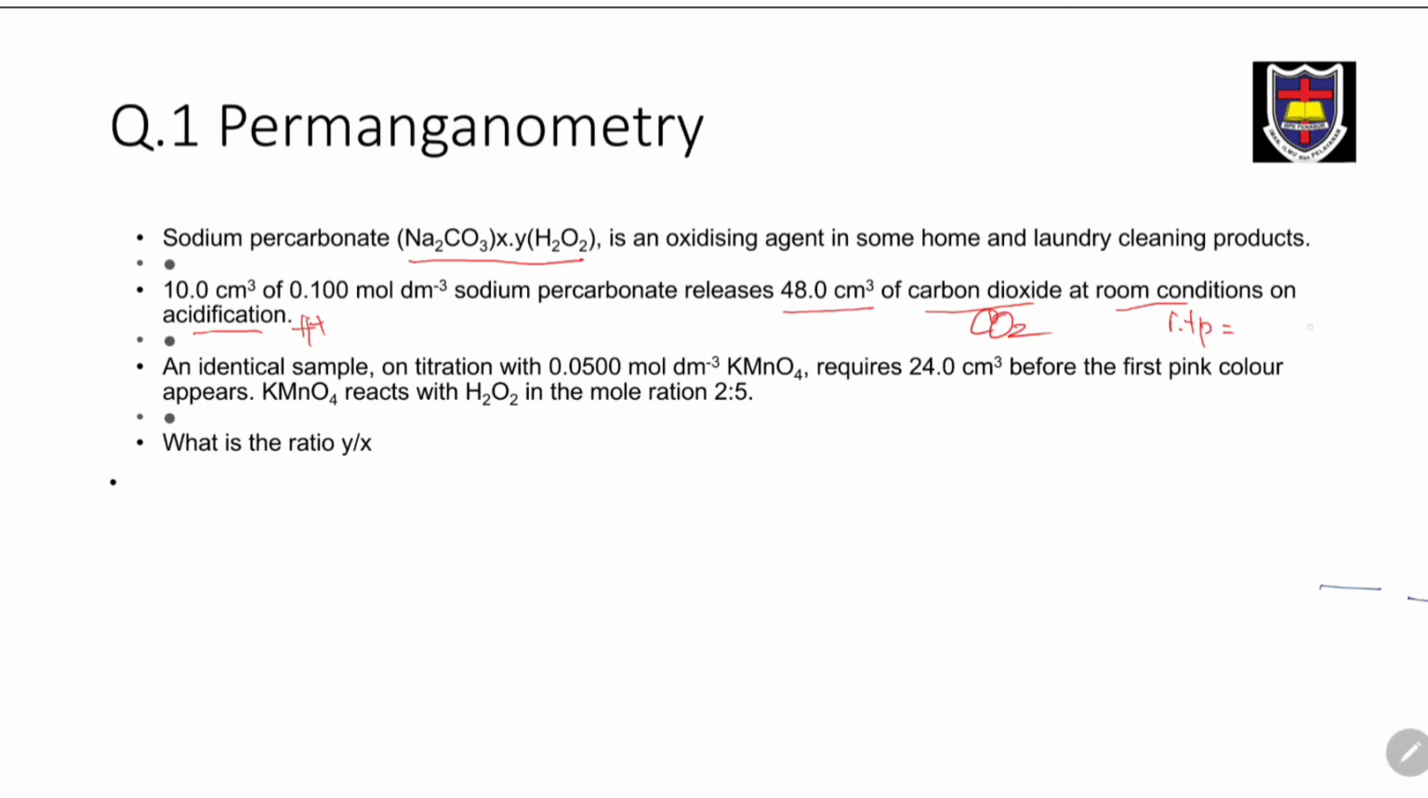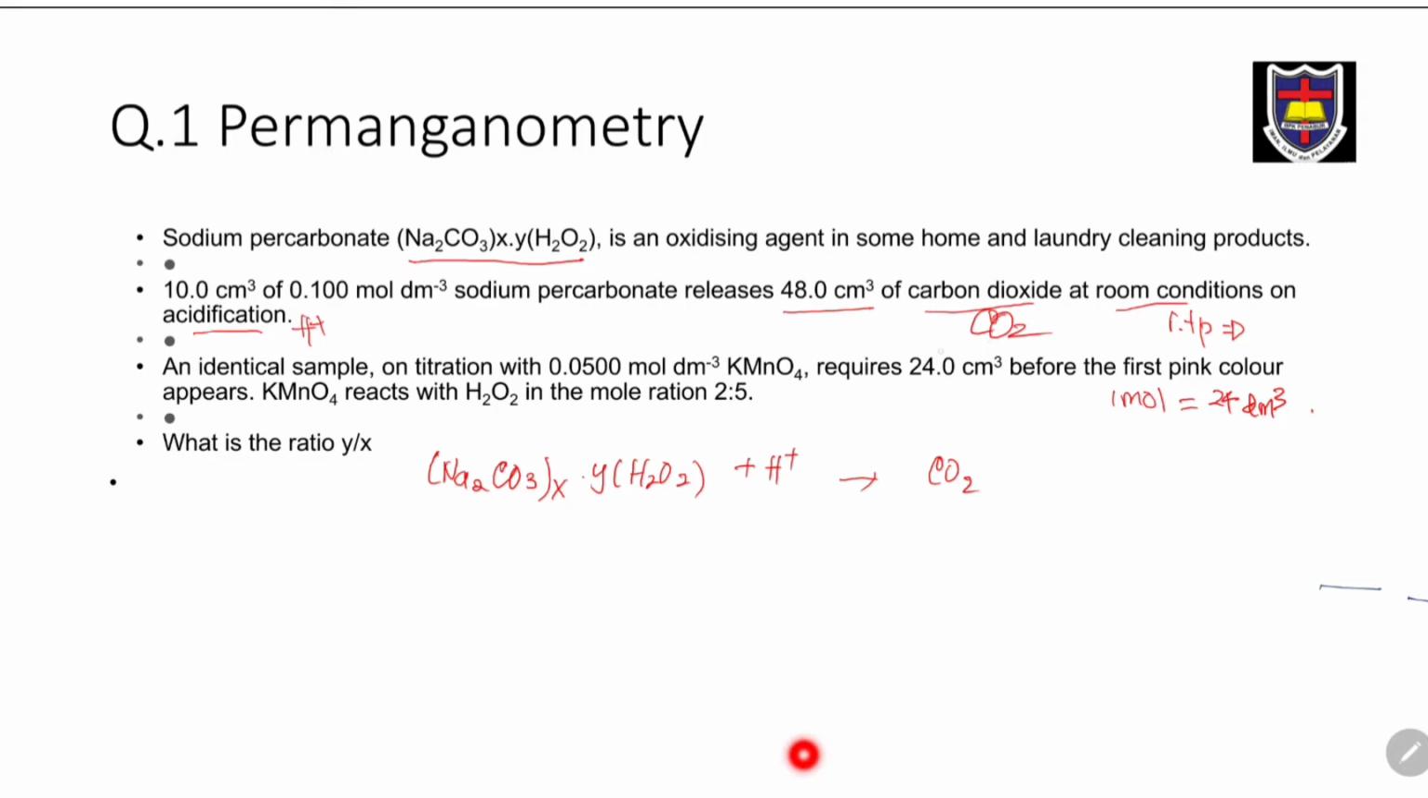At RTP, 1 mole of any gas occupies 24 dm³. So we write the equation: Na2CO3·xH2O2 plus H+ to release CO2.